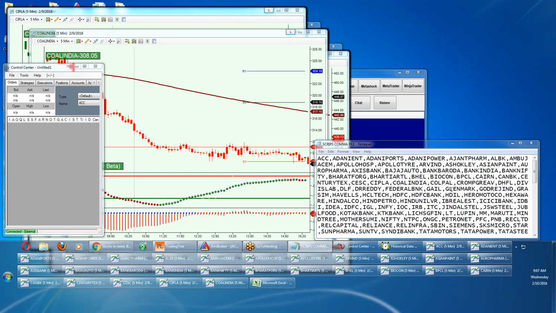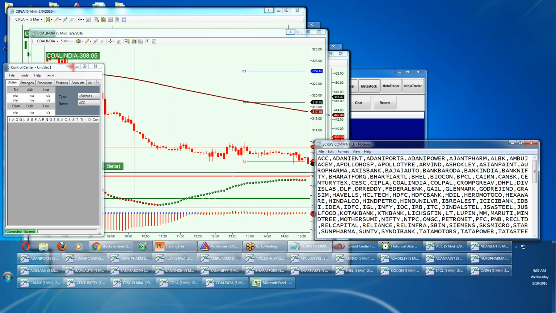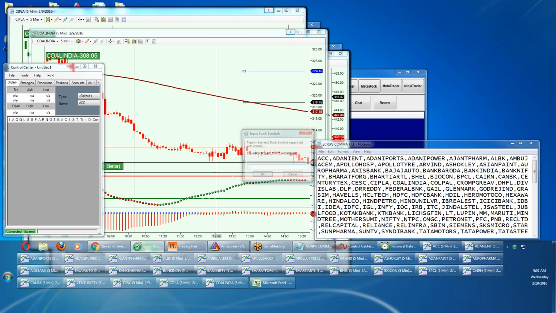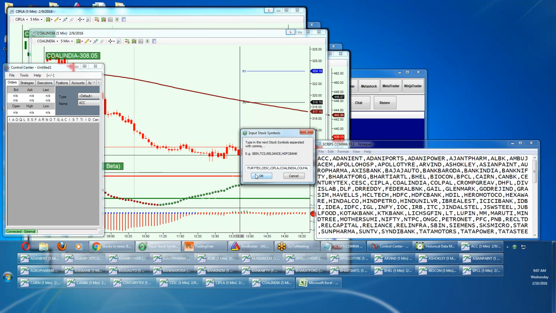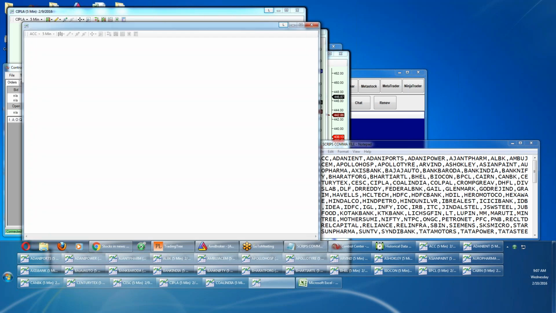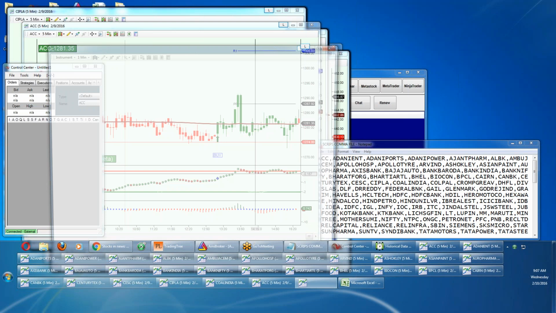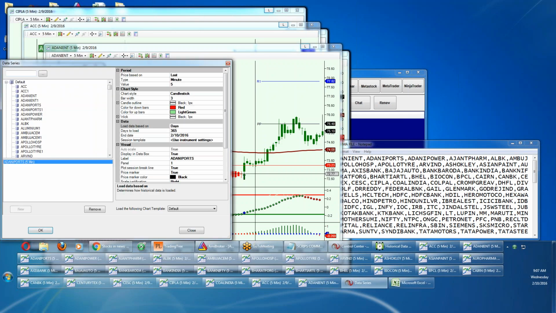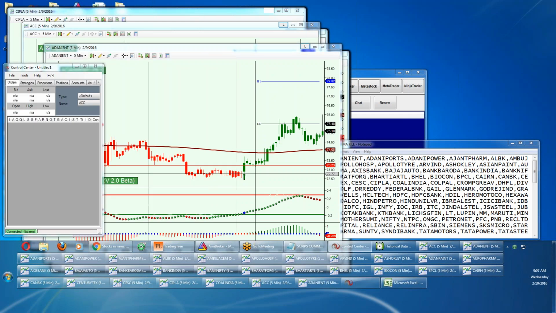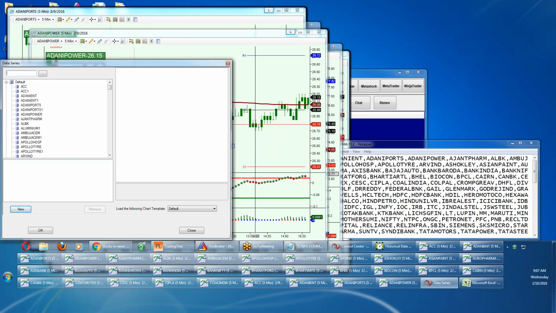So I'll just copy and paste the next set of scripts now. Just copy and paste it. So that's 33 points down for Nifty. It's at 7264.